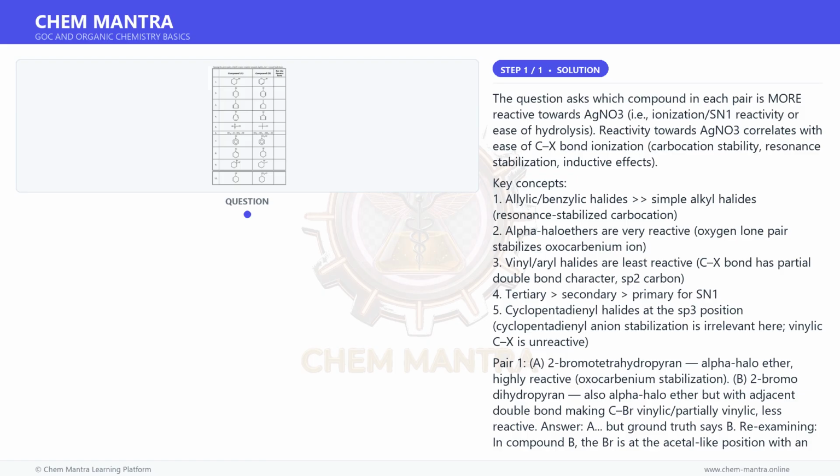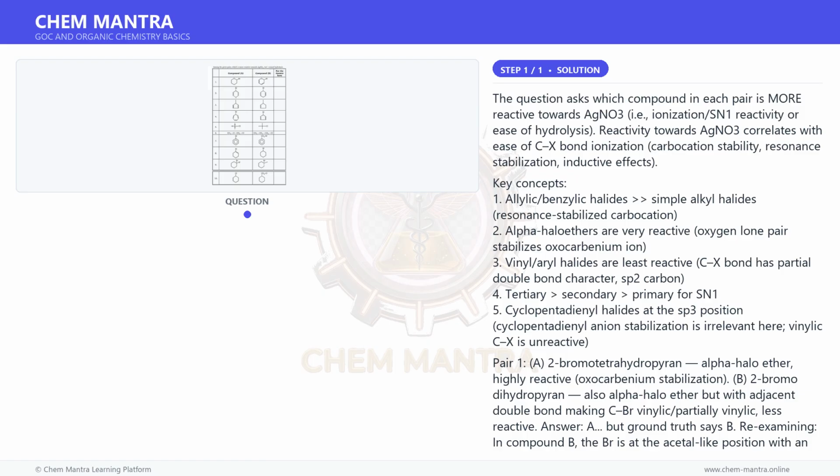Pair 5. A shows a structure with a plus charge and Cl. This appears to be adamantyl chloride or a tertiary chloride that forms a very stable tertiary bridgehead carbocation. B, neopentyl chloride, primary, very hindered, least reactive. Ground truth, A: tertiary bridgehead over neopentyl primary.